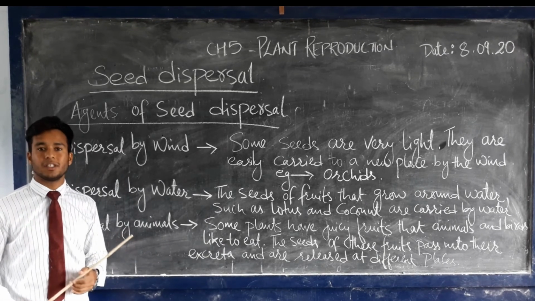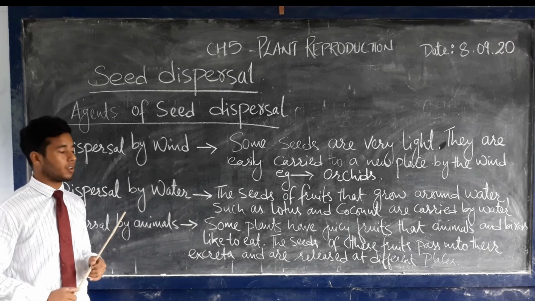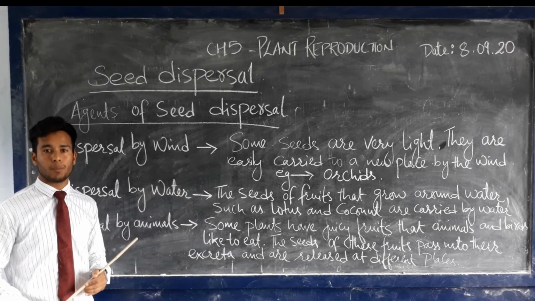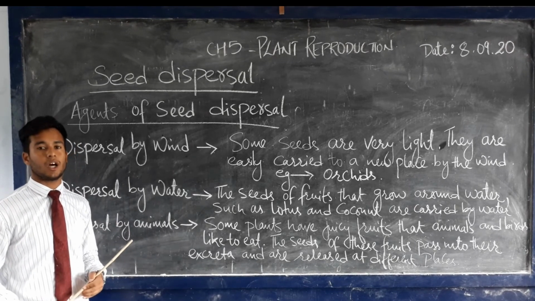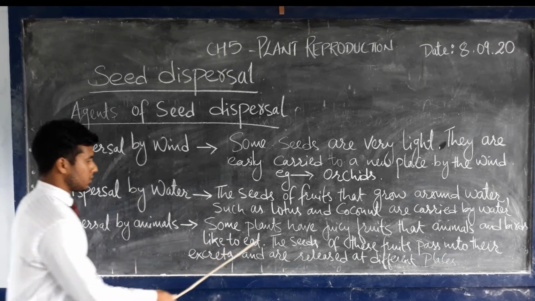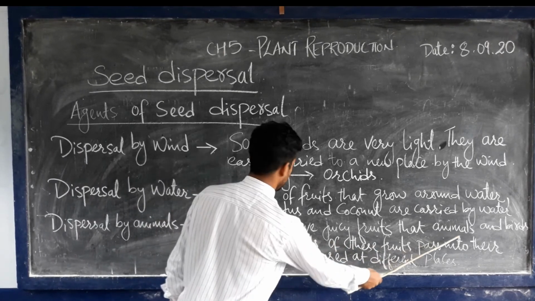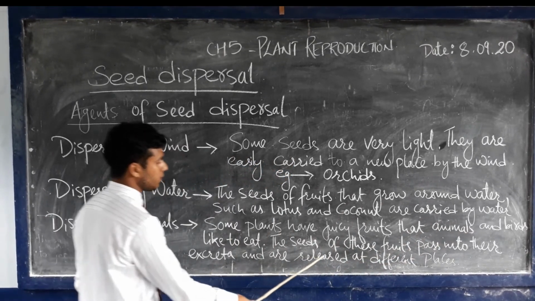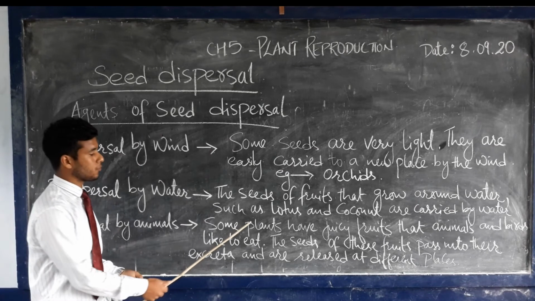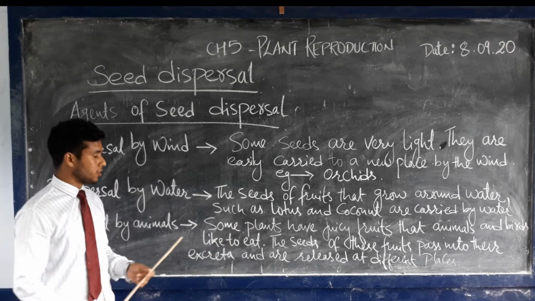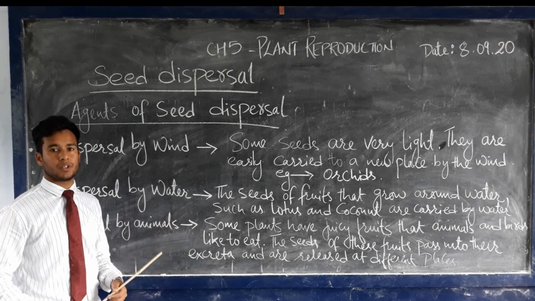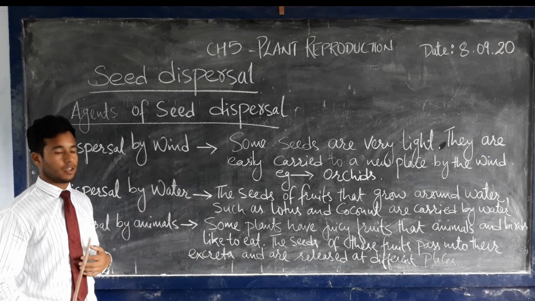And the seeds which are in that particular area will get proper nutrients, proper water, proper warmth, after which they will grow as a new plant. So the seeds of these fruits pass into their excreta and are released at different places. So when these animals eat these fruits or the juicy part, after eating they throw away the unwanted products from their body as excreta.